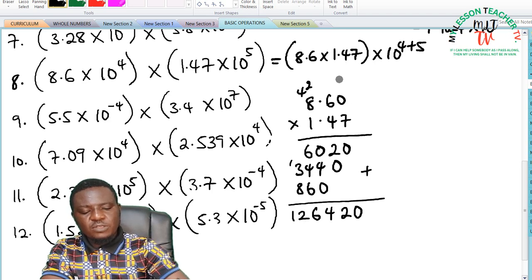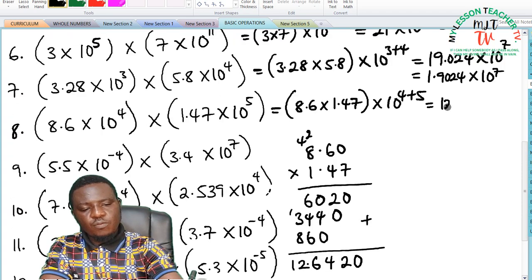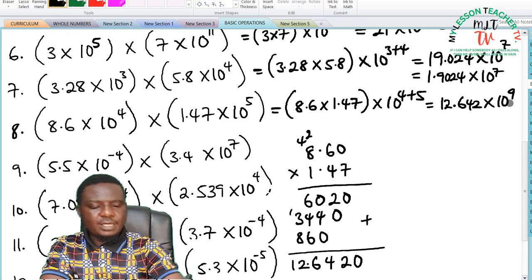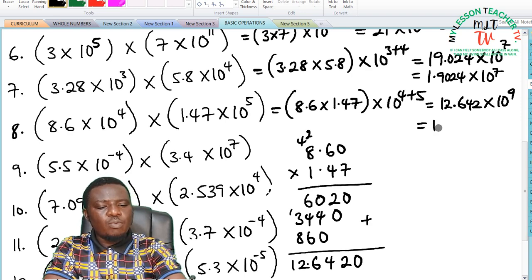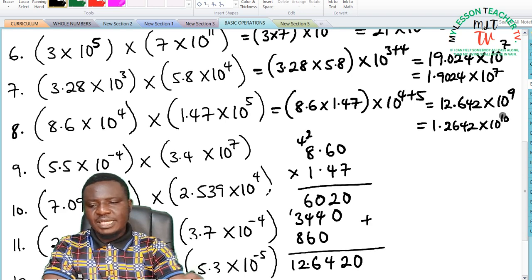And we have 4 places of decimal, 1, 2, 3, 4. So this becomes 12.642 times 10 raised to the power of 9. But we have to leave our answers in standard form. This is equal to 1.2642 times 10 raised to the power of 10.